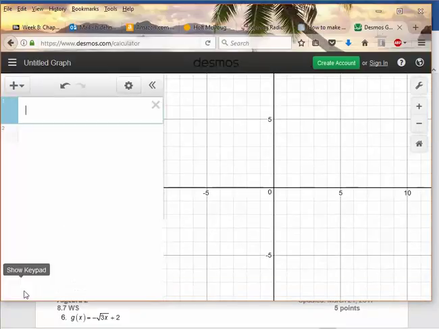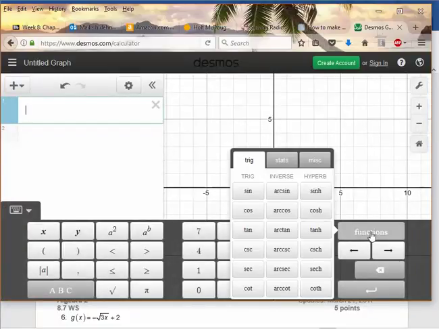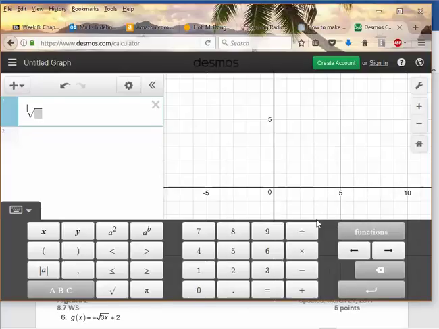If you go to the keypad, there's a functions box here, and that's where you're going to find square root. Now it's on trig right now, then there's stats, and then here's the one we need, miscellaneous. So under miscellaneous, look for square root. Here's square root right here. Now you could change this to cube root or fourth root. We just need square root, so I don't think you have to put anything here.